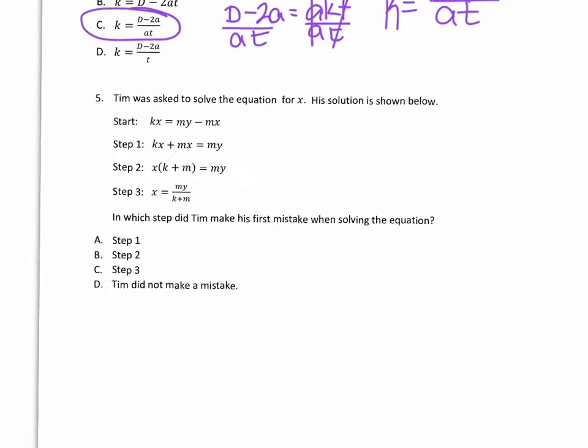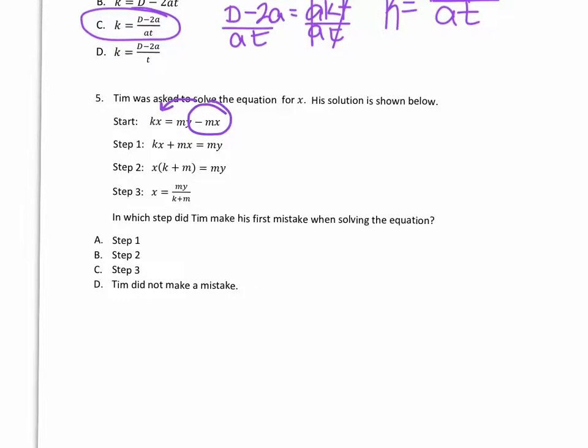Last one. Tim was asked to solve the equation for x. There's his solution. Where did he make his first mistake? So I start off, I find it easiest to go ahead and just do the work out. So the first thing, if I'm solving for x, is I probably personally would have started off by getting the negative mx to the other side, so I have all my x's on one side, which they did the same thing. Then I would have factored out an x, which they did, and then you divide both sides by k plus m.